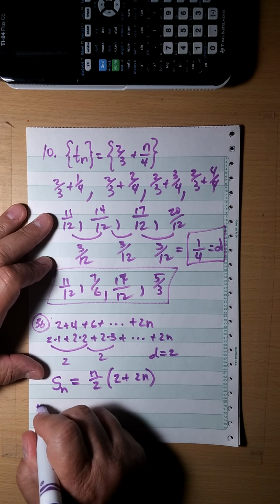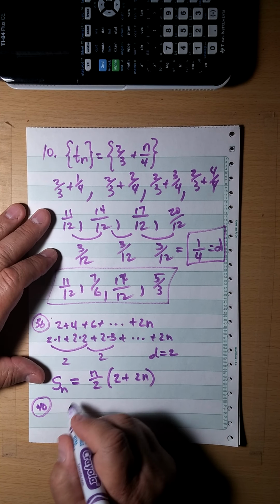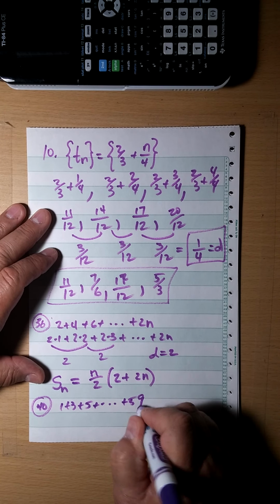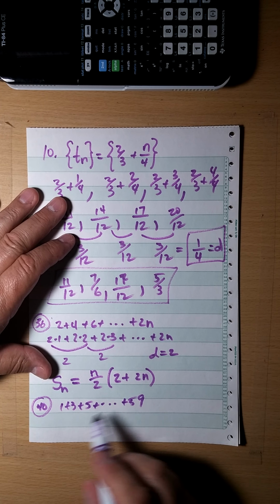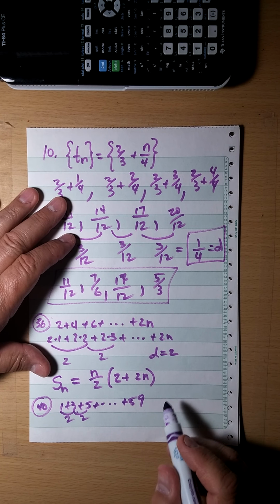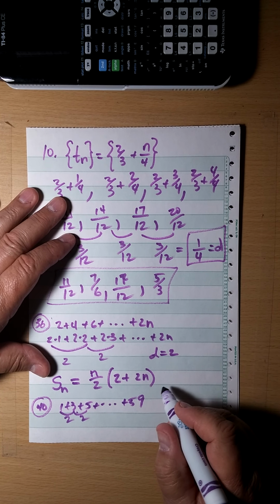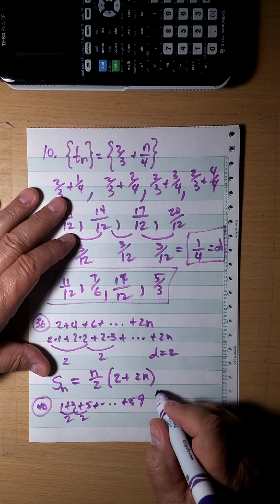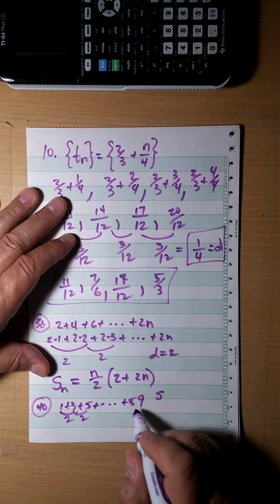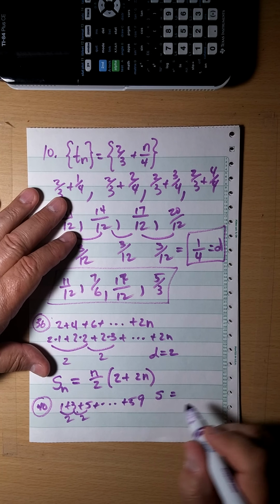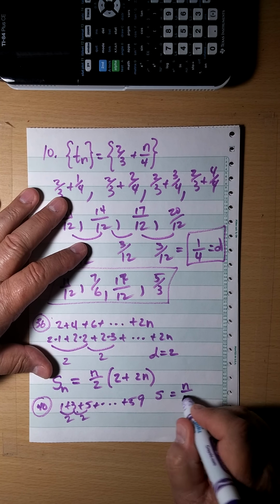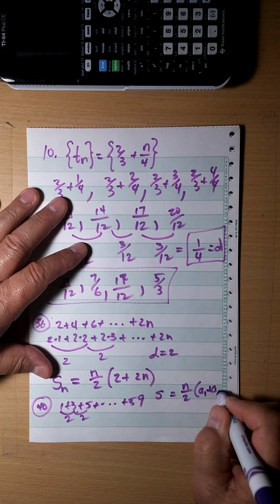If we do number 40, which is 1 plus 3 plus 5 plus ... plus 59. Now we've got to figure out how far this goes, because this is still a common difference of 2. This is arithmetic. We don't really know what the sum is, but if we can figure out how many values that is, then we can figure out what to put in as our n over 2, a sub 1 plus a sub n.